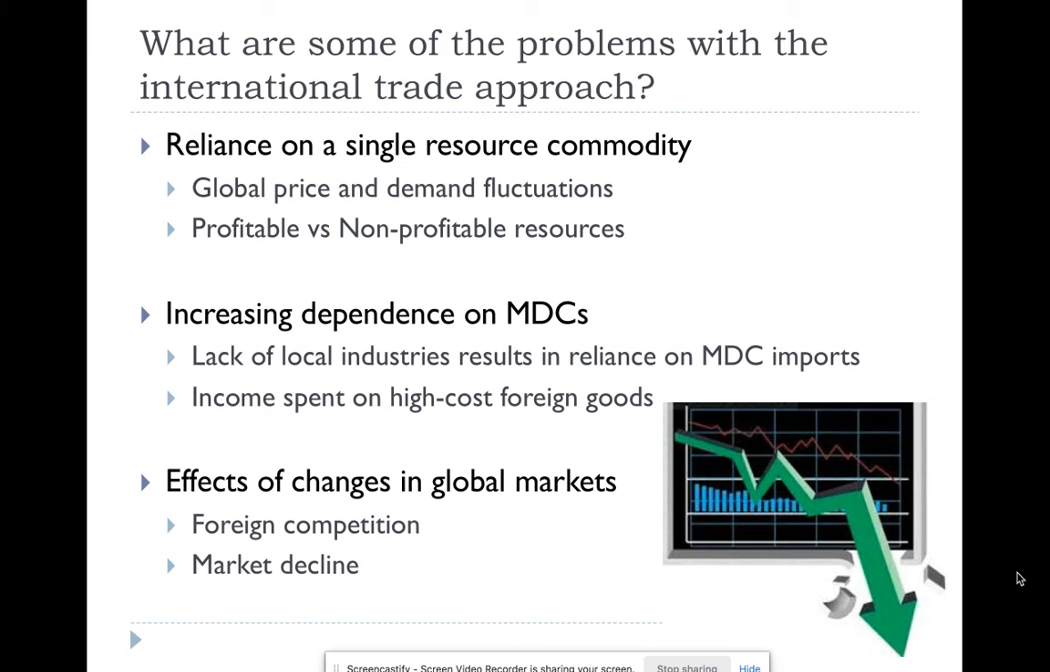And so if we talk about some of the problems that go along with international trade, it does create some issues for countries. Number one, you're relying typically on a single resource or a single commodity for your country.